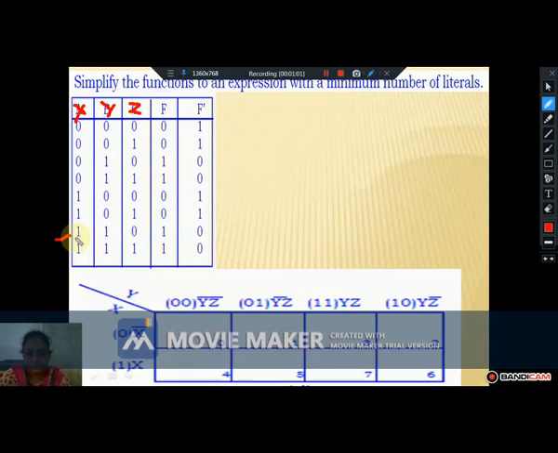Now let's map the given values on the K map. Let us take first the SOP expression. Here we have 0 1 0 0 1 0, the 1s are in this column, so we'll put 1, because first we are doing it for SOP.